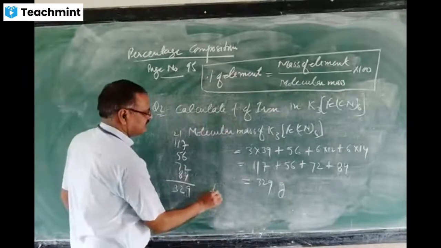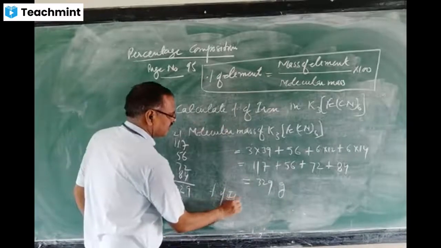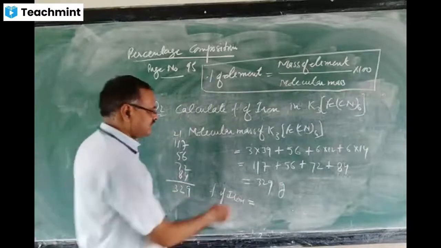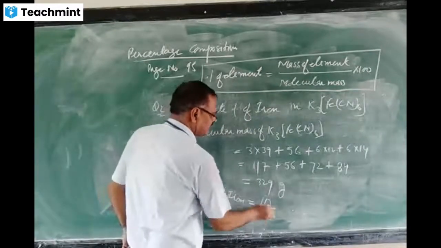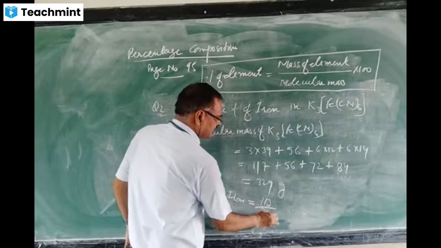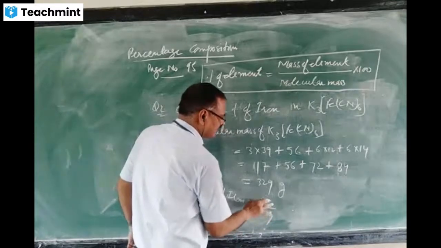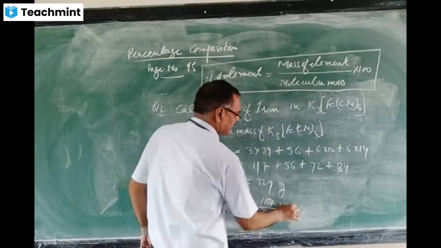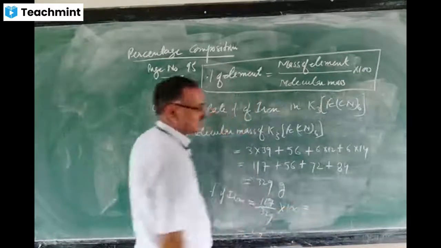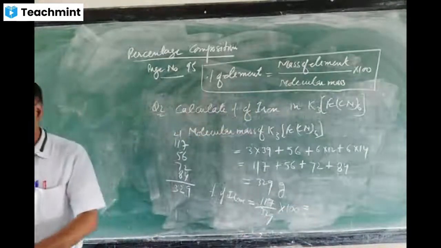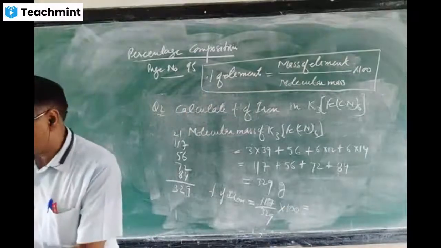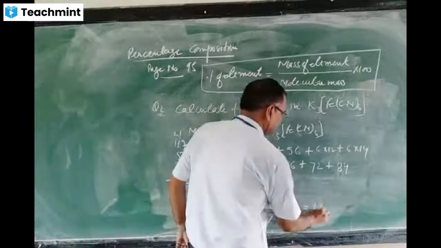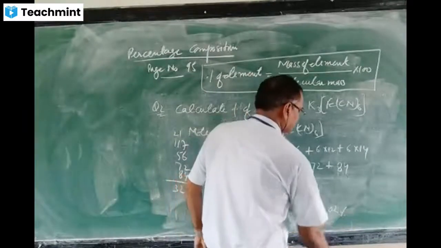Then percentage of iron: what is the mass of iron here, you are getting 56 divided by 329 multiplied by 100. That answer is given in the book, 17.02%. So just see the calculation, 17.02%.